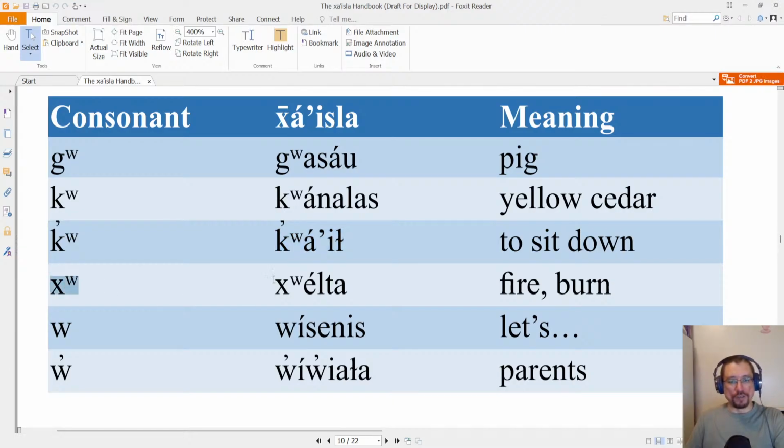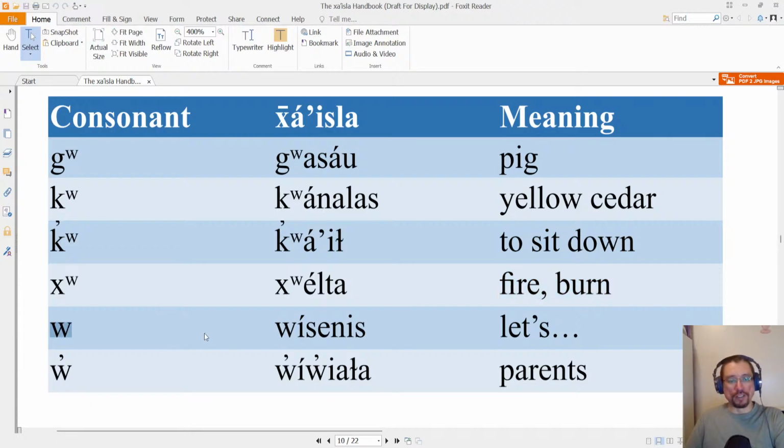Next up is a rounded X, and it sounds like huilta, and that means fire or to burn.